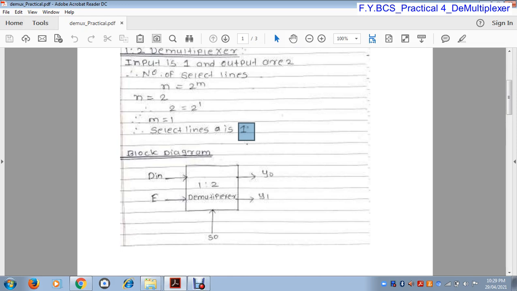This is the block diagram of the 1:2 demultiplexer. There is one input D in and two outputs Y0 and Y1. For the 1:2 demultiplexer, we use one select line, which is S0, and this is the enable input, which enables the demultiplexer.